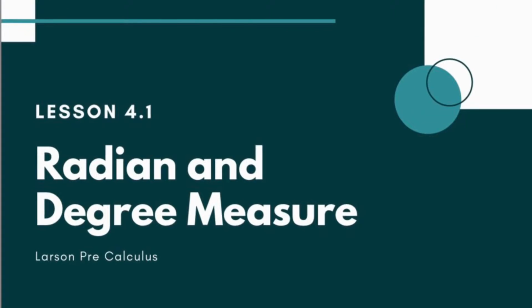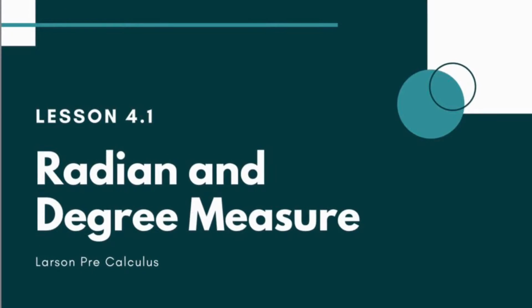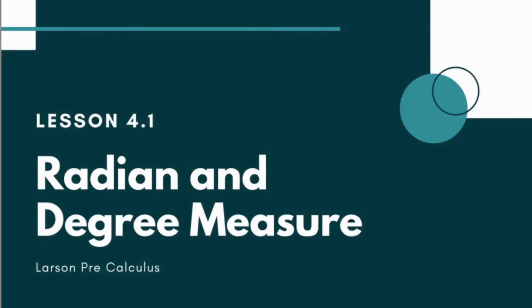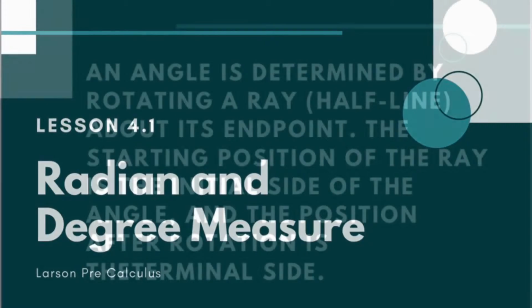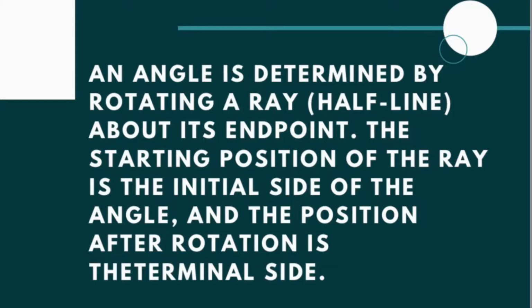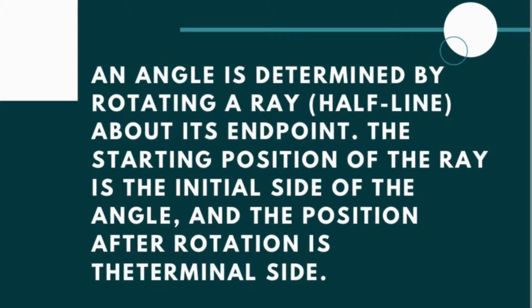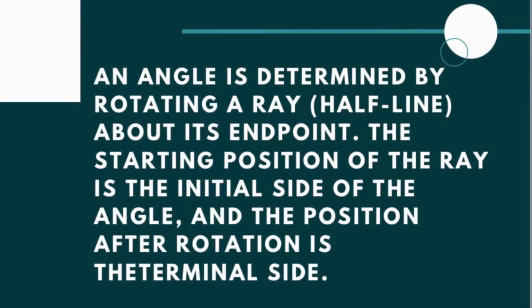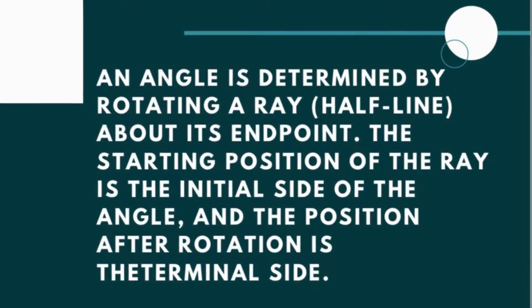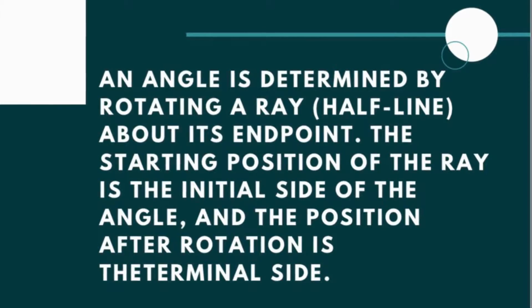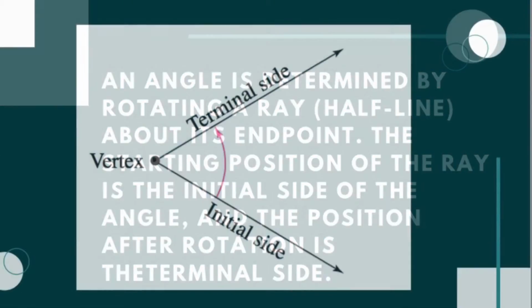Today, we're going to learn about radian and degree measure, lesson 4.1 in your Larson Pre-Calculus book. An angle is determined by rotating a ray about its endpoint. The starting position of the ray is the initial side of the angle, and the position after rotation is the terminal side.